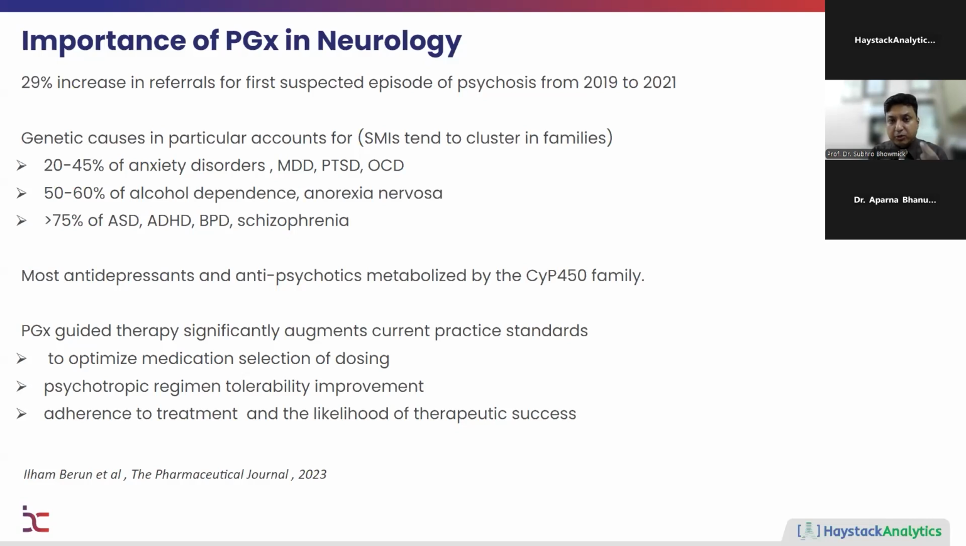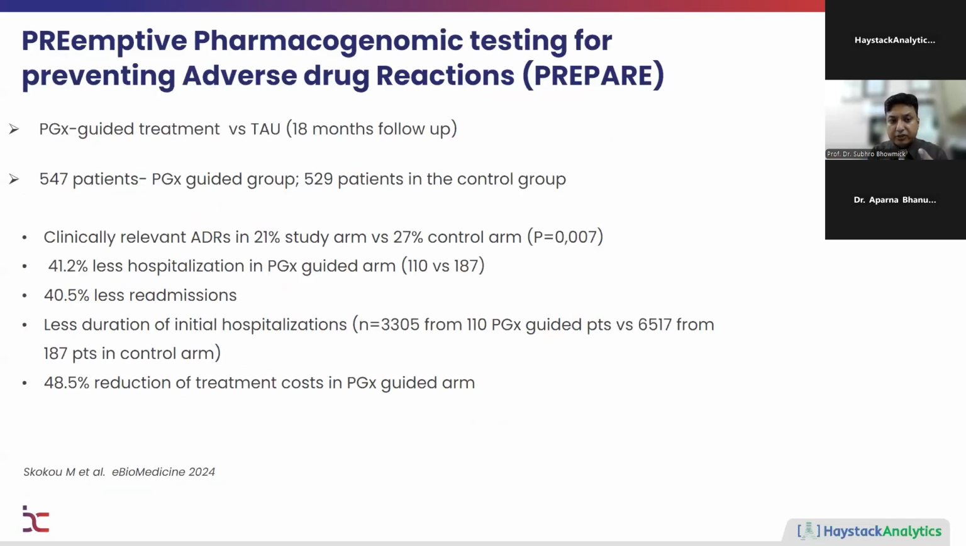So preemptive pharmacogenomic testing can prevent adverse drug reactions, and this has been seen in patients who have been on antipsychotics and antidepressants, with clinically relevant ADRs in 21% in the study arm versus 27% in the control arm, meaning that if you genetically determine their genotype, the ADRs are definitely less in the study arm vis-a-vis the control arm. There is 41% less hospitalization in the genetically guided patient population and 40% less readmission.